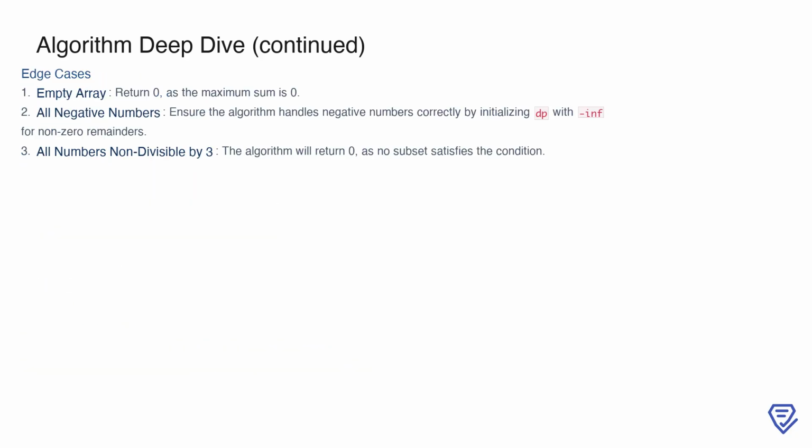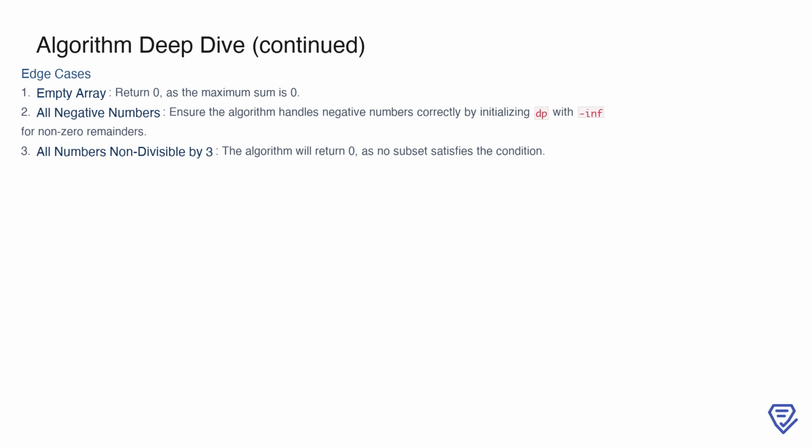When applying this algorithm, it is important to consider edge cases. For an empty array, the result should simply be 0, as there are no elements to form a subset. If the array consists entirely of negative numbers, the algorithm must handle them correctly by initializing dp with negative infinity for non-zero remainders. This ensures that invalid sums are not considered.